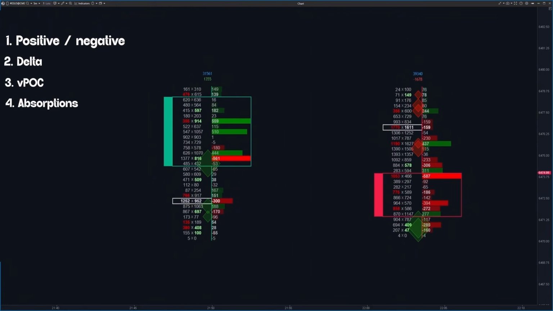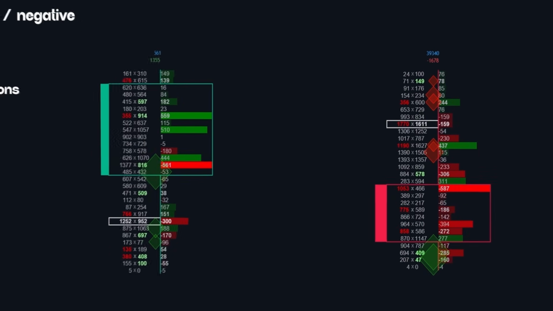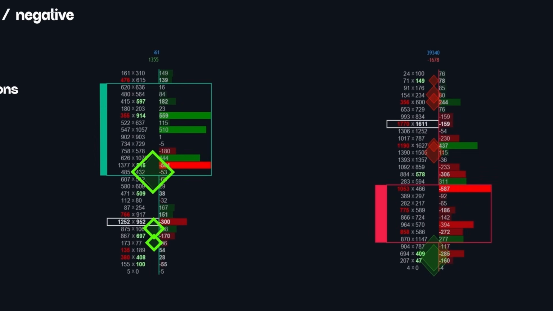Fourth condition, absorption. Don't worry, we won't delve into complex theory, which you can study in our training marathons. We'll explain it simply. Large absorptions appear as green diamonds at the bottom of candles or red diamonds at the top. You can also detect absorptions by looking at the delta column. For long entries, look for negative delta values at the bottom, minus 300 and minus 170. This is where retail traders were aggressively selling at market, while smart money was filling their limit orders.